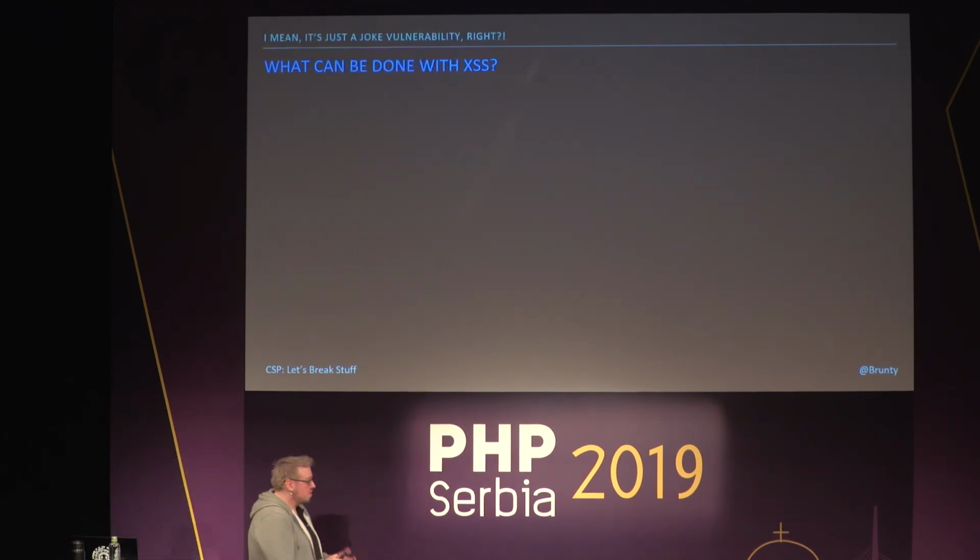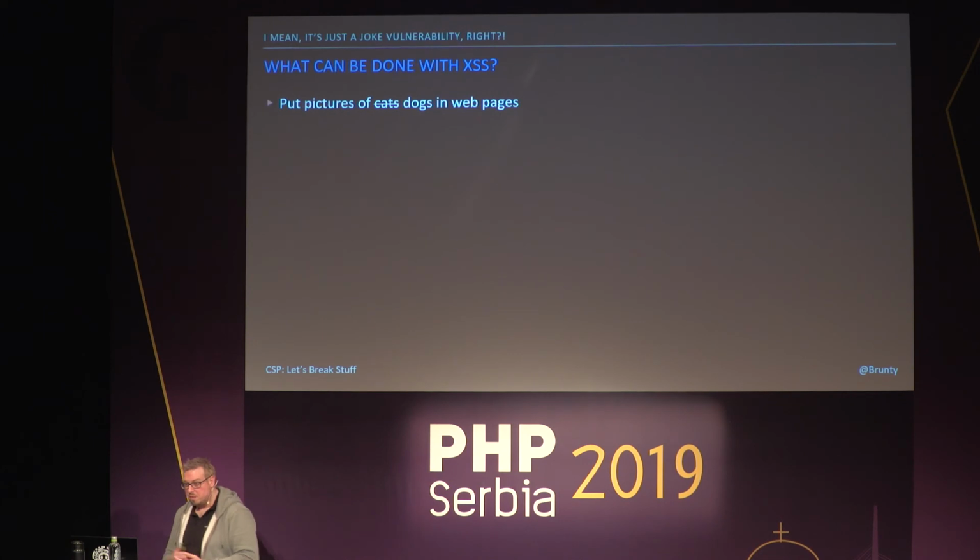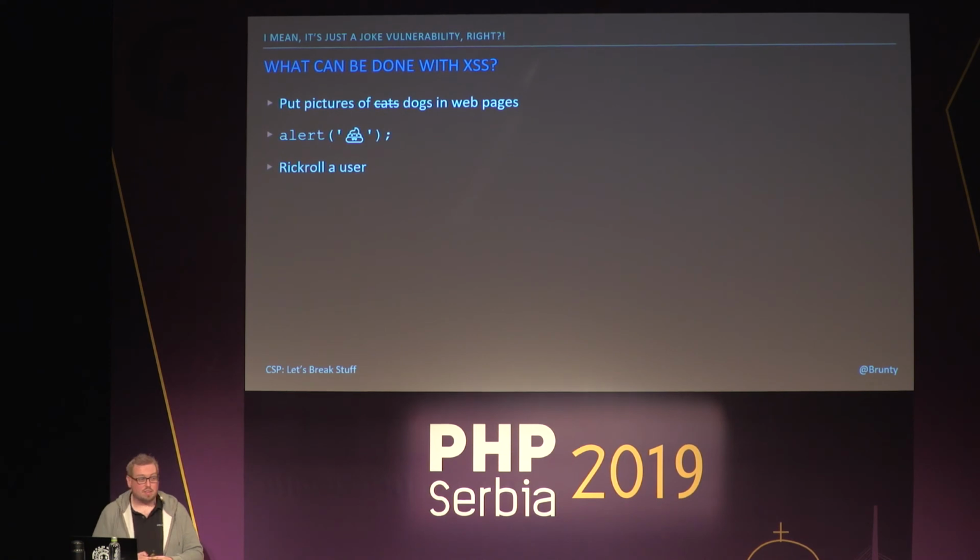So what can we do with cross-site scripting? We can put pictures of dogs in web pages. I'm a dog person, sorry. Goodbye, cats. We can alert poop emoji if we really wanted to. We can rickroll a user.